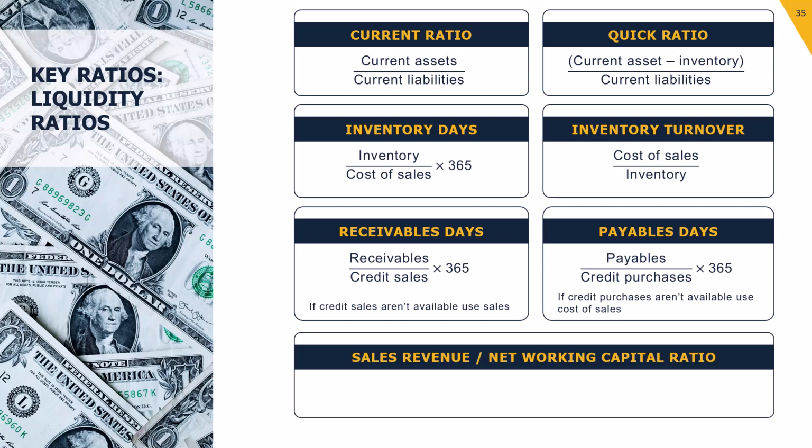And then finally, we've got our sales revenue as a proportion of our net working capital ratio. This just takes our revenue divided by our receivables plus our inventory minus your payables multiplied by 365. So it shows us the average time it takes to generate our revenue.